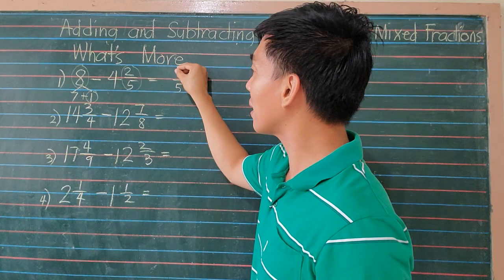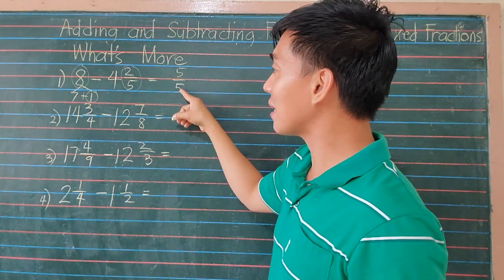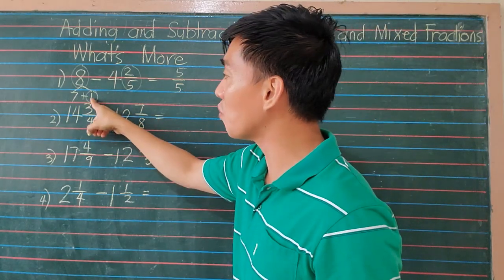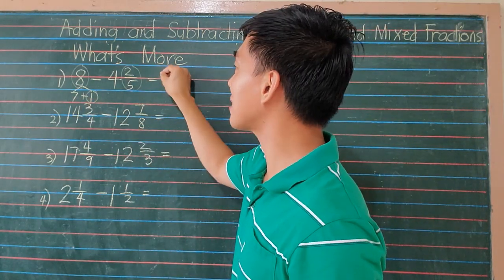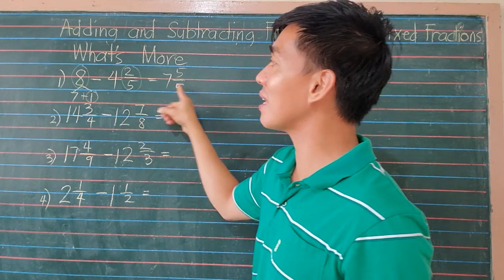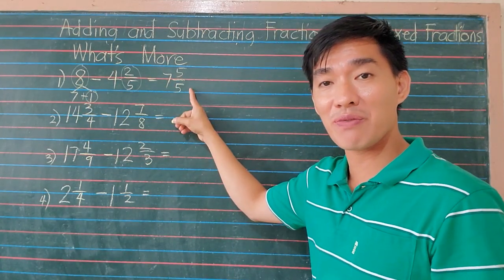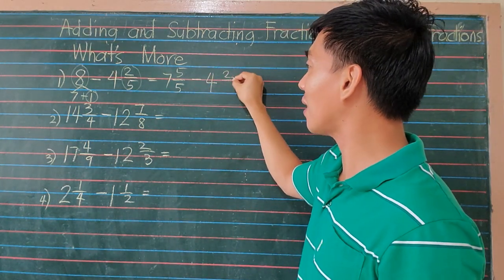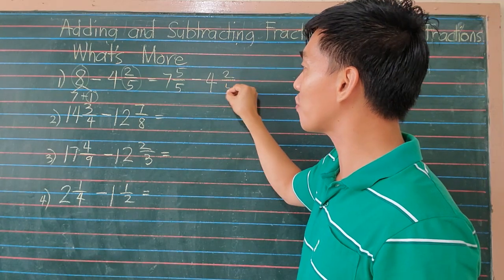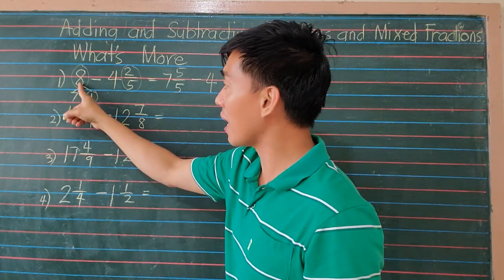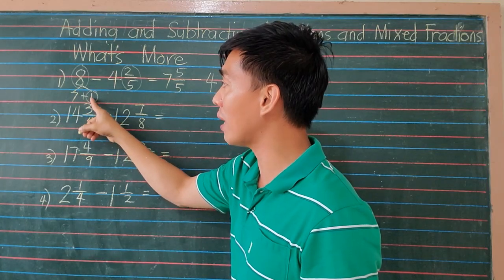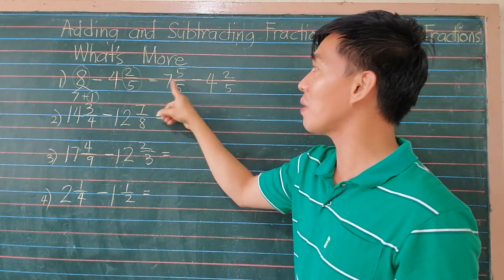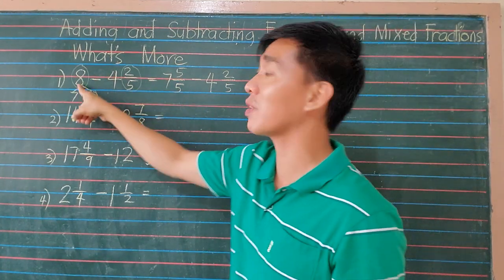So, magiging 5/5 yan kasi a fraction whose numerator and denominator are equal, so that is equal to 1. Now, you copy 7. Yan po yung 8. Nag-transform po si 8 sa 7 and 5/5. Para pwede na nating i-subtract ang 4 and 2/5. Again, yung 8, walang fraction, so we borrowed 1. Yung 1, ginawang fraction, nagiging 5/5. Andyan yung 7. So 7 plus 5/5, which is equal to 1, that is equal to 8.